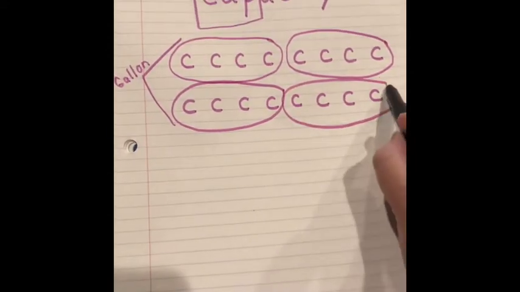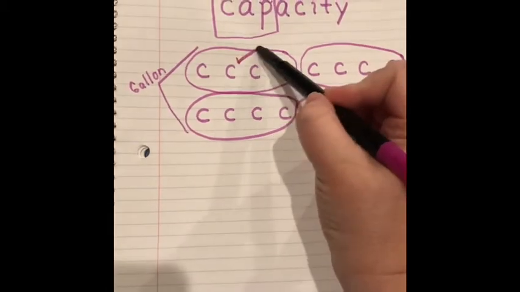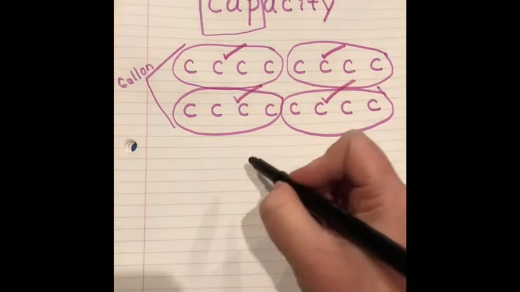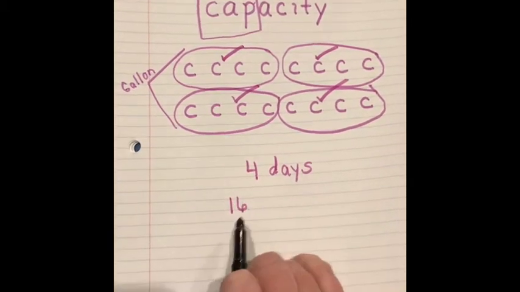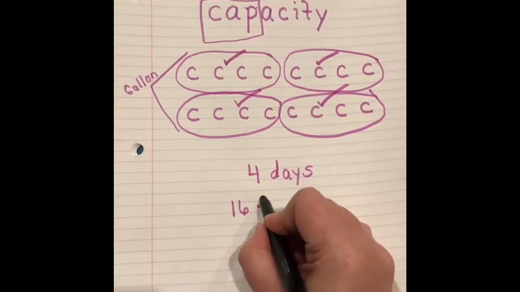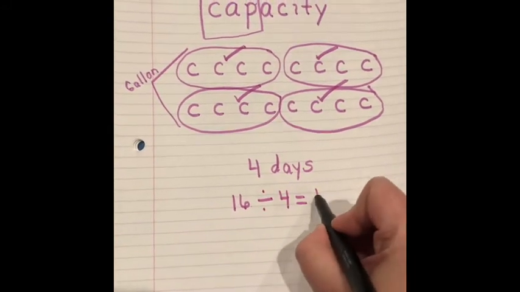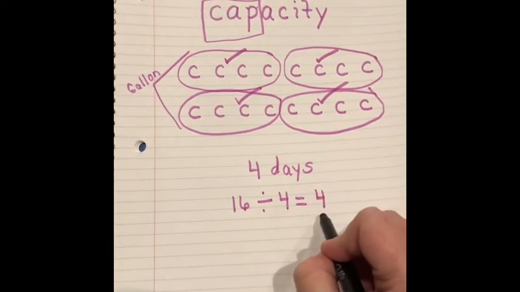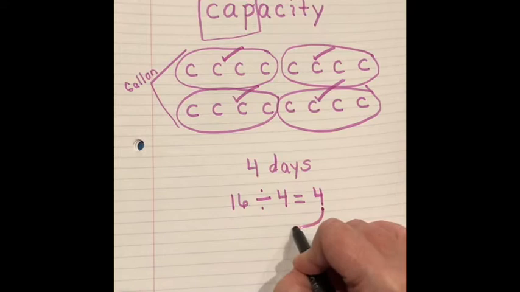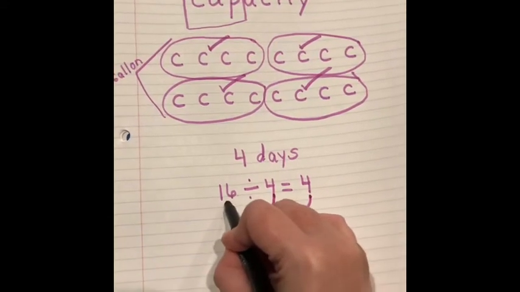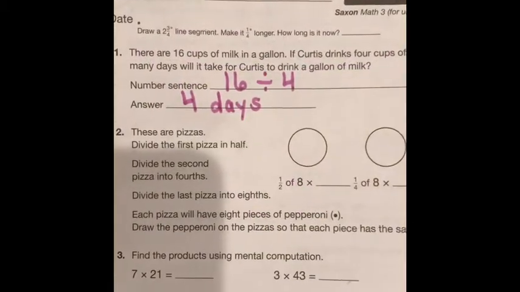There's another day. How many days did it take him in sets of 4 to drink a whole gallon of milk? 1, 2, 3, 4 days. And do you see that we just took the 16 cups in a gallon of milk and divided it into sets of 4, because each set of 4 represented a day, and it ends up taking us 4 days to drink a gallon. Let's use the inverse operation and go backwards. 4 days times 4 cups of milk a day equals 16 cups of milk in all, or a gallon. So our number sentence looks like this.